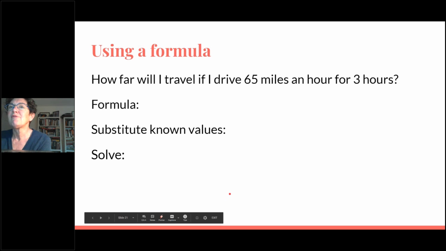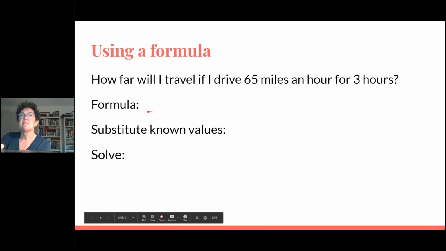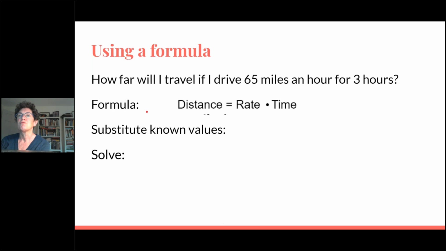So here's a different formula. How far will I travel if I drive 65 miles an hour for 3 hours? So what formula are we going to use? It's asking how far. That's a distance. So we'll be using the distance formula. The distance formula is distance equals rate times time.